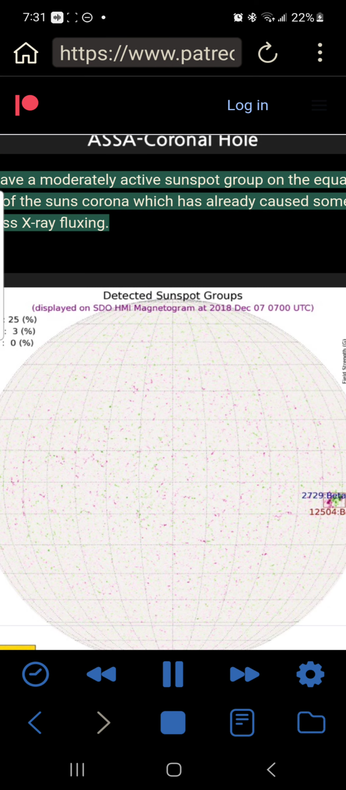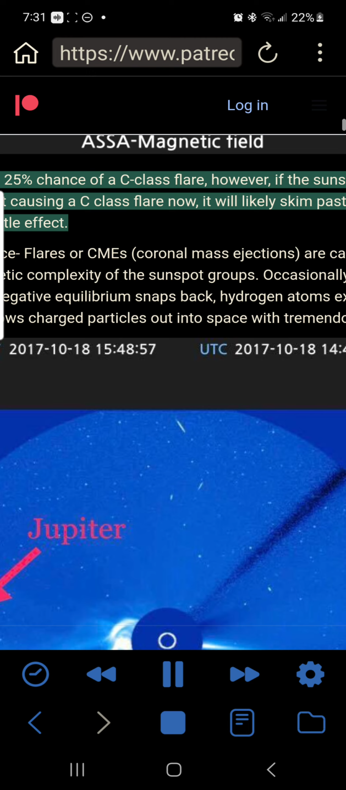We also have a moderately active sunspot group on the equatorial right limb of the Sun's corona, which has already caused some low-level B-class X-ray fluxing. There is a 25% chance of a C-class flare. However, if the sunspot group does erupt causing a C-class flare now, it will likely skim past Earth causing little effect.